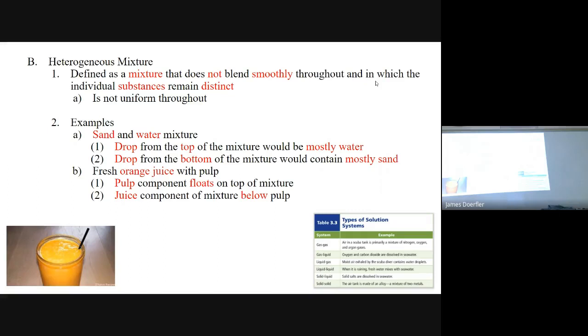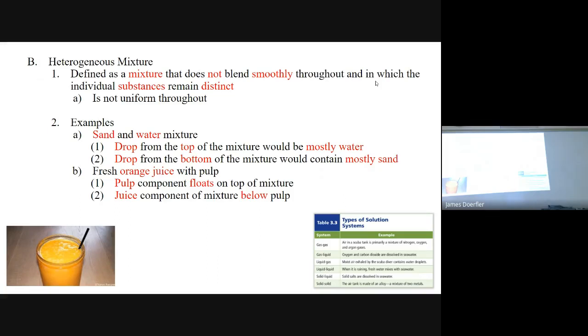So there are two main types of mixtures. The first one we're going to talk about is heterogeneous, or heterogeneous. You're going to hear both ways. Okay. Again, heterogeneous mixture, the beginning means different. It's a mixture that does not blend smoothly throughout, and the individual substances are going to remain distinct. One of the key things we say when we're talking about mixtures is uniformity, meaning the same distribution all throughout that mixture. Well, heterogeneous mixtures are not uniform. You cannot take drops from various locations of that mixture and have the same ratios of substances.